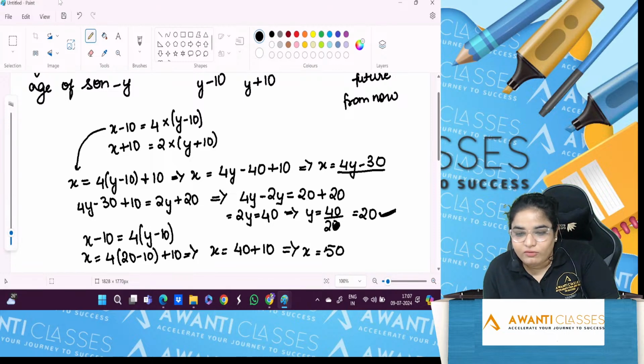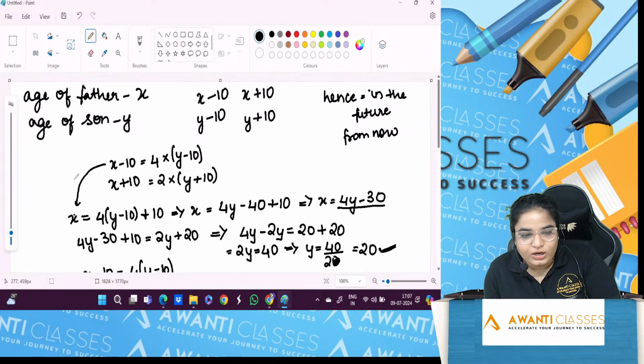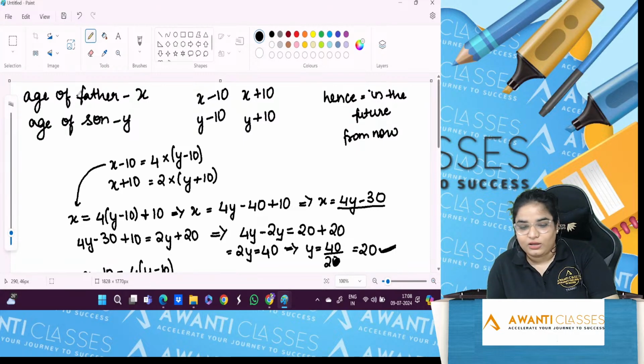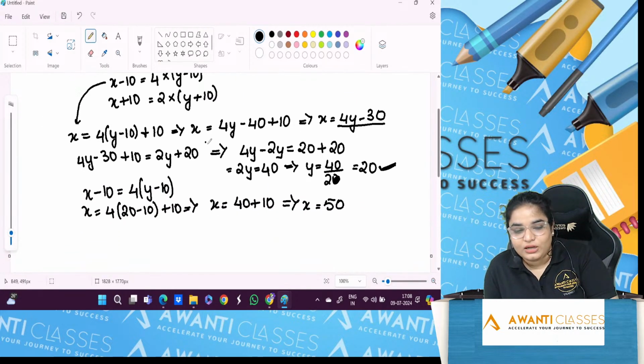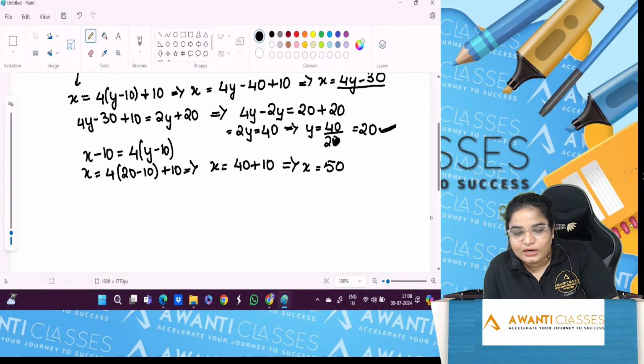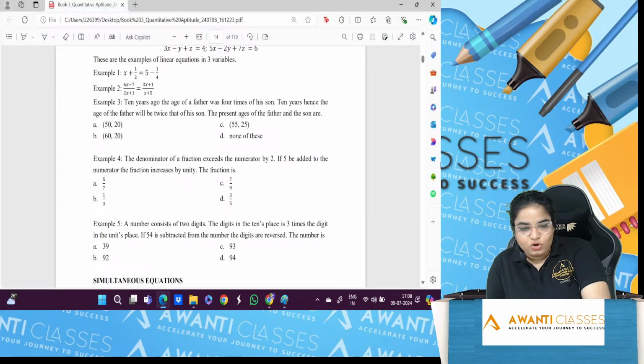Now, what did we find out? At the starting, what did we think? We thought the age of father is x and the age of son is y. We got y is 20 and x is 50. Now, did we get the correct answer? How will we check? Let's go back to the question.